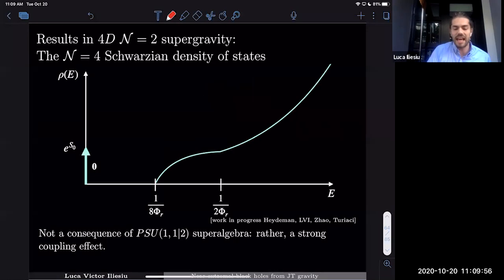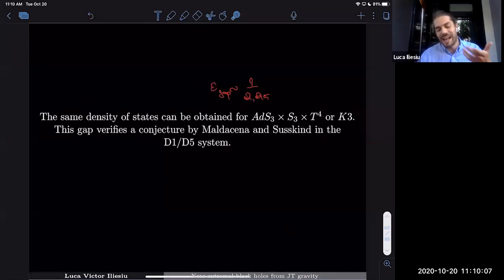And if you look at what the parameter phi r is in the D1-D5 system, that is exactly what we find up to a factor of 2. Well, they didn't actually obtain that. This was more a conjecture because they extrapolated some result from the weakly coupled limit to a strong coupling limit. But they said, okay, it should be of order 1 over Q1 Q5. We actually find the exact numerical prefactor in this computation.